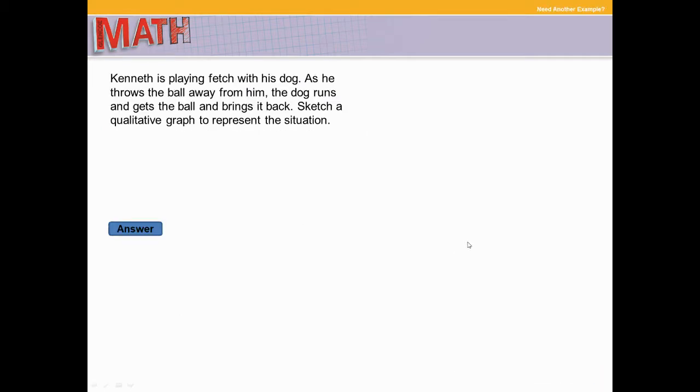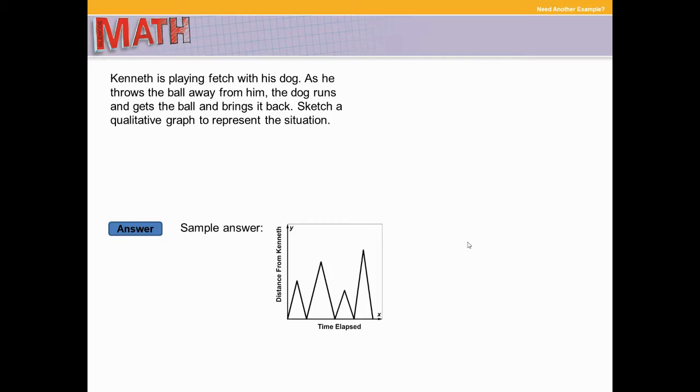And finally, Kenneth is playing fetch with the dog. Sketch a qualitative graph to represent the situation as he runs back and forth. And there it is.